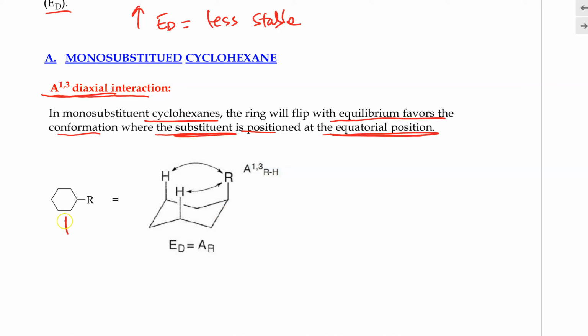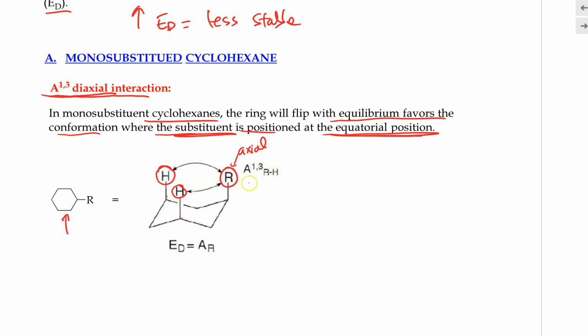So here is a monosubstituted cyclohexane. When it exists in the chair conformation, it can go back and forth between the two flipped chairs. But in one of the flipped chairs, this substituent group right here, when it is facing the axial location, will come in and interact with the two other axial hydrogens on this other carbon right here. And this interaction is then termed the A1,3 diaxial interaction.